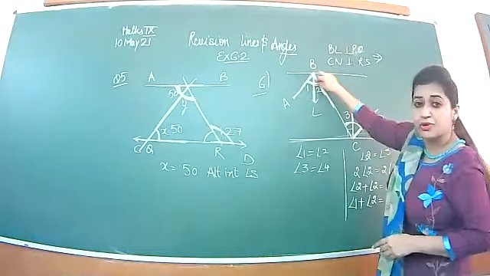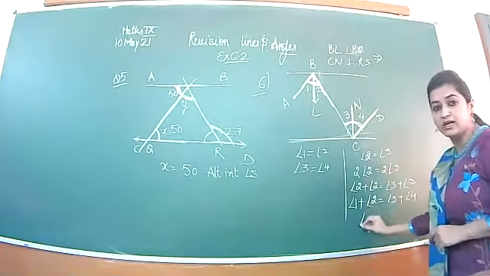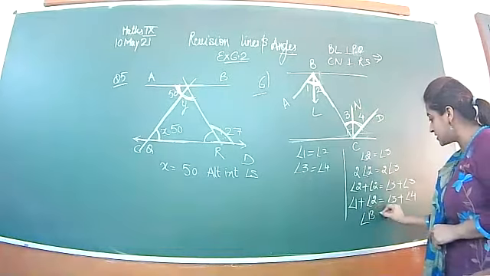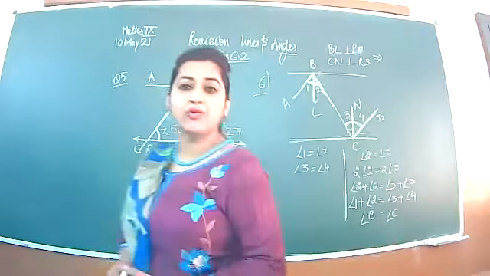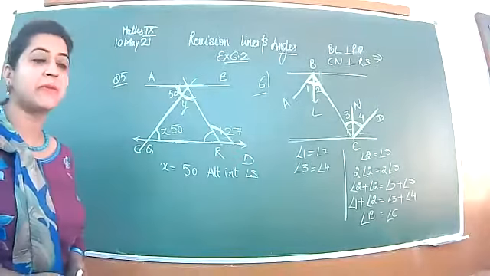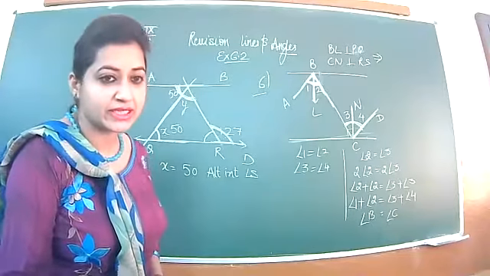And this 3 is equal to 4. Angle 1 plus angle 2 is your B. Angle 3 plus angle 4 is your C. So can I write here angle B is equal to C? They are again alternate interior angles. Therefore, the line AB must be parallel to CD because both are alternate interior angles.